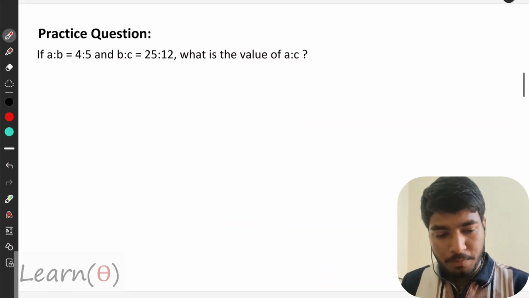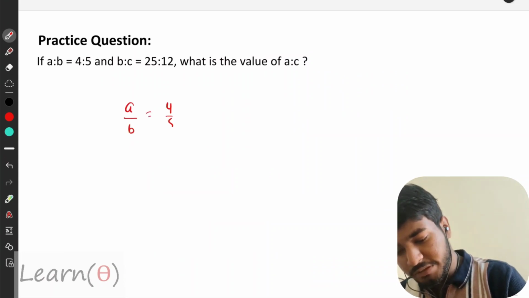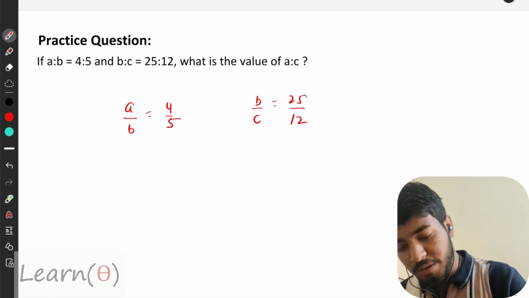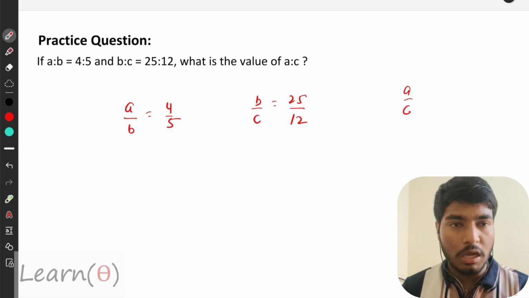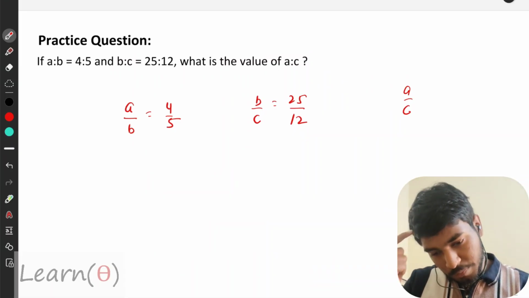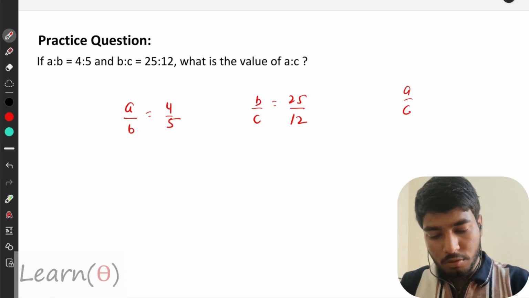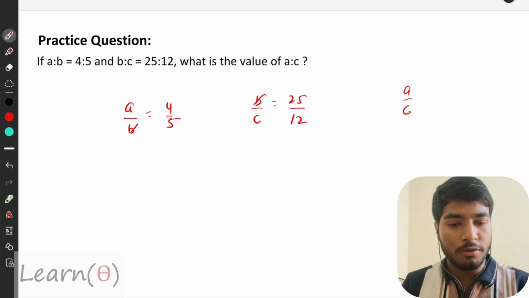Let me do this also. The question is, if a is to b is given as 4 by 5, and b is to c is given as 25 by 12, what is the value of a by c? How to do this? Can I just eliminate the value of b from here? b is common. If I just remove the value of b, I will be getting the value, right?